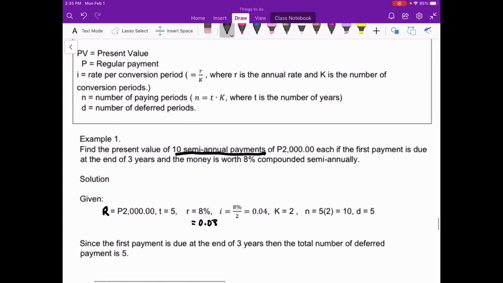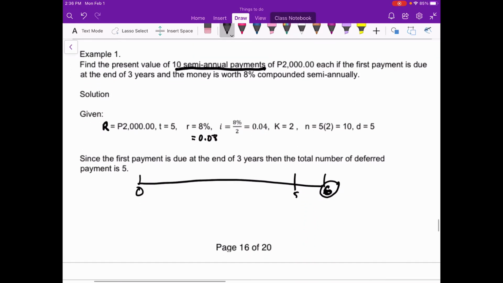Since the first payment is due at the end of the 3 years, we count the total number of deferred payments starting from now. Since that is semi-annual, we have 0 starting from now until the third year, so that would be 6 semi-annual payments. The 6 is not included, because that is at the third year. So the number before 6 is 5. That's why it is 5. So there you are, you already have the givens.